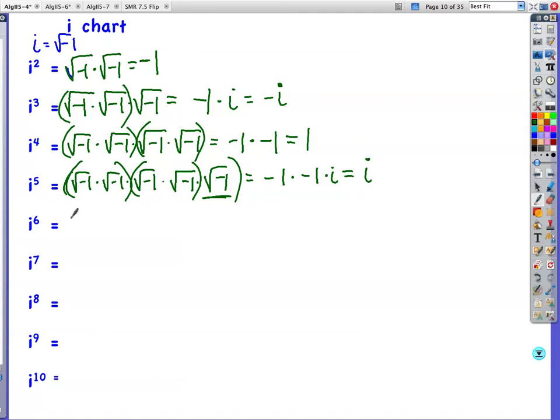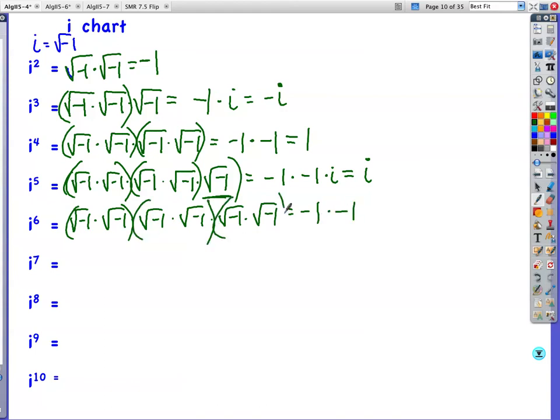i to the sixth, square root of -1. Okay? Do I have 6 of them? Yeah. This part is -1. This part is -1. This part is -1. Well, -1 times -1, 1. And now I have 1 times -1, which is just -1. Does it seem like dots and dashes or something that we're playing right here?